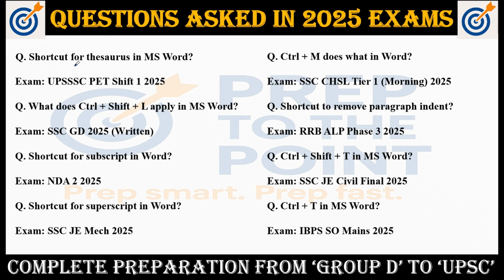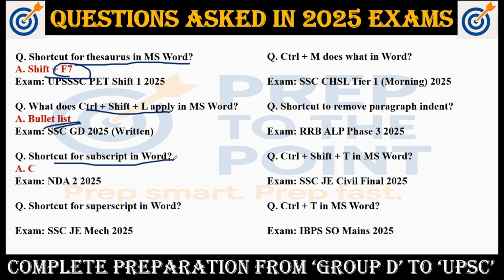Shortcut for thesaurus in MS Word. Shift F7. Shift F7 for thesaurus in MS Word. What does Control plus Shift plus L apply in MS Word? Bullet list. Control Shift L for bullet list. Shortcut for subscript in Word. Control plus equal to. Control plus equal to for subscript in Word.